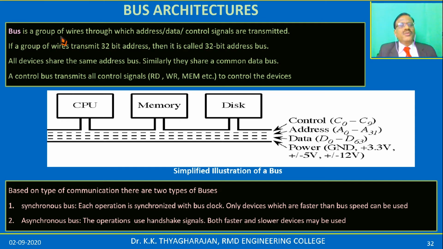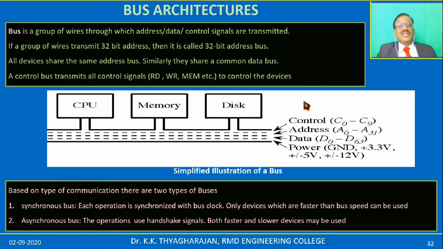A bus is a group of wires through which address or data or control signals are transmitted. If a group of wires transmits a 32-bit address, then it is called a 32-bit address bus. All devices share the same address bus. Similarly, they share a common data bus. A control bus transmits all control signals, that is read, write, memory, etc.